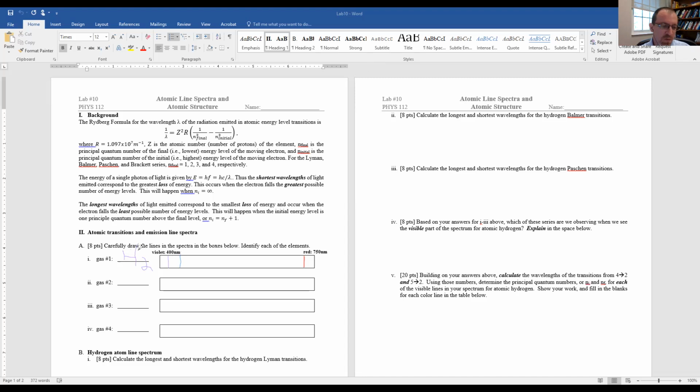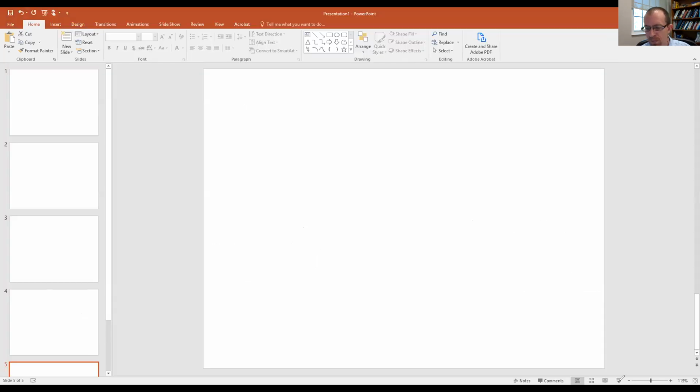Like I said, I have pictures of the spectrum from helium, neon, and mercury as well. So that's the first part of the lab here. Before I discuss the second part of the lab, I want to briefly go over, I say briefly, I want to go over the Bohr model. So I'm going to pull up a little blank PowerPoint here so that I have something to write with.